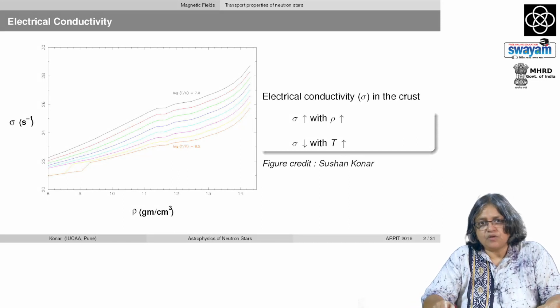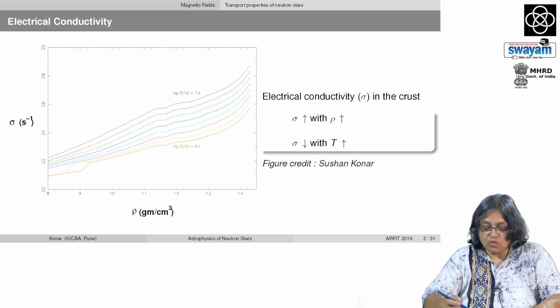So, this is a plot of the electrical conductivity with respect to density, and these plots are made for different models and for different values of temperature. The important thing to note is the sharp rise in conductivity with density, and also the fact that we do not really worry too much about the electrical conductivity inside the core of a neutron star.